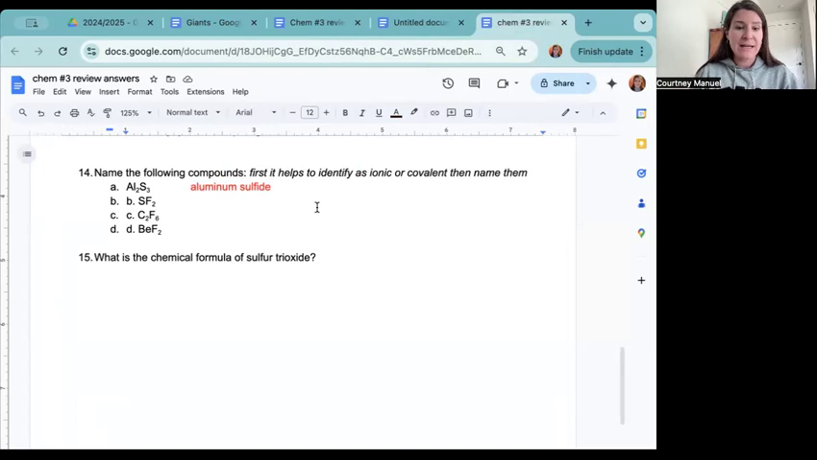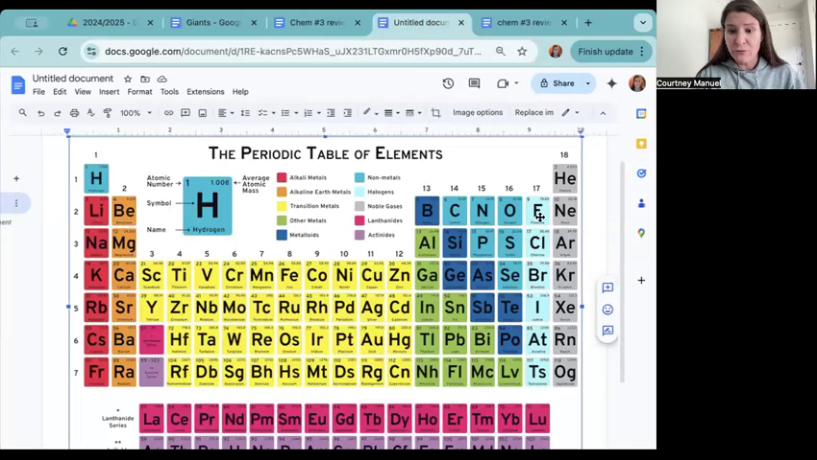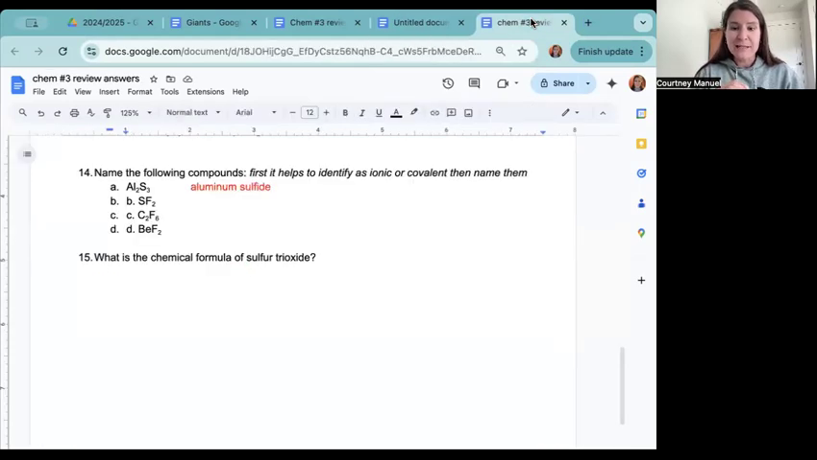Okay, now we're looking at SF2, a sulfur and 2 fluorine. So let's see if it's ionic or covalent. Sulfur, fluorine. Okay, this is covalent. And the rule with covalent is we add the prefix, except if there is one of something in the very first one. So here's our S, our sulfur, but we don't give it a prefix because there's just one of them. And then here's our F for fluorine, but there's 2 of them, so we say difluoride.